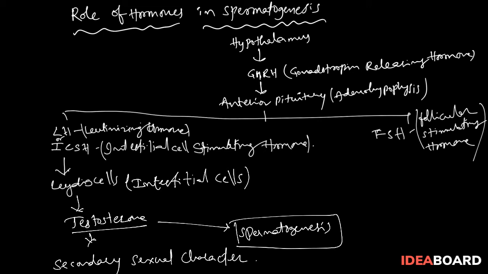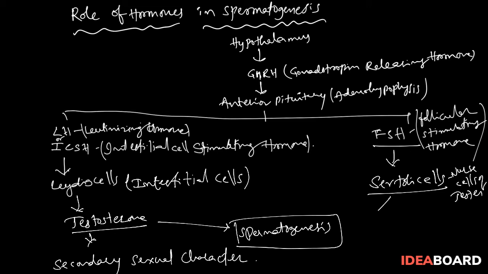Next, the FSH will give stimuli to the cells called Sertoli cells. As we discussed, the Sertoli cells are the tall pyramid-shaped cells present in between the germinal epithelial cells of the seminiferous tubule. These Sertoli cells are also called nurse cells of the testis. These Sertoli cells will produce two hormones. In that, the first one is ABP. It is called androgen binding peptide.